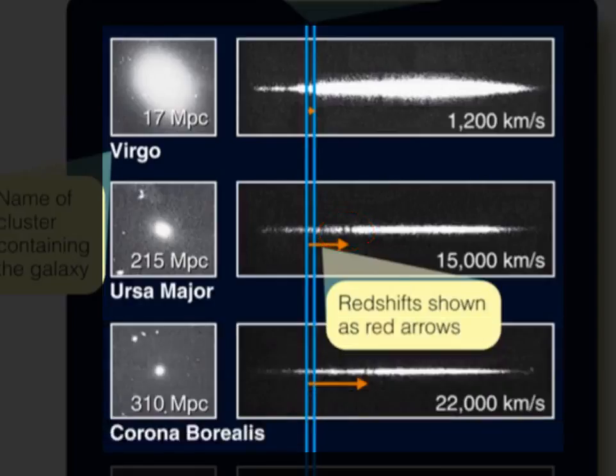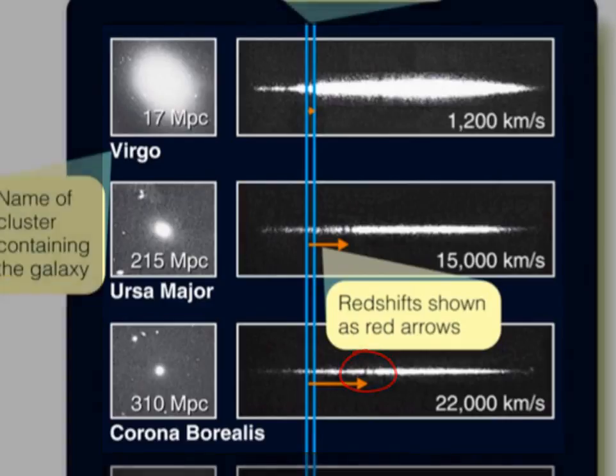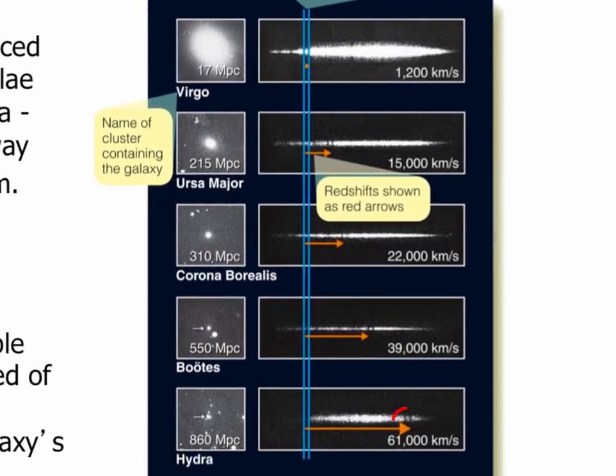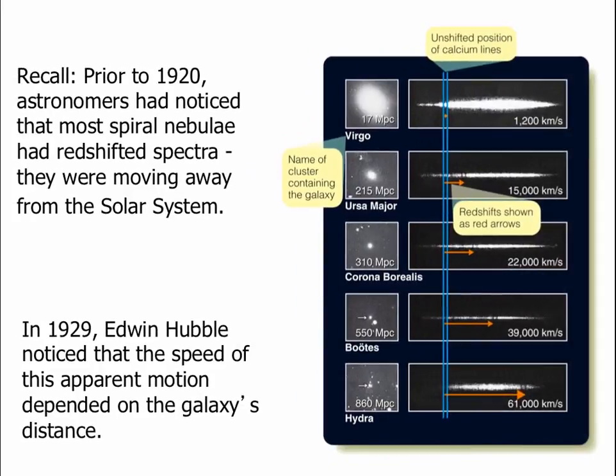Go to a more distant galaxy, such as one in a galaxy cluster in Corona Borealis, and it's a little harder to see those two calcium lines, but they're still there, even more redshifted. Go to a more distant galaxy cluster in Boötes. You see that the lines are really redshifted, and by the time you get to a galaxy cluster in Hydra, the lines are extremely redshifted toward the very red end of the spectrum.